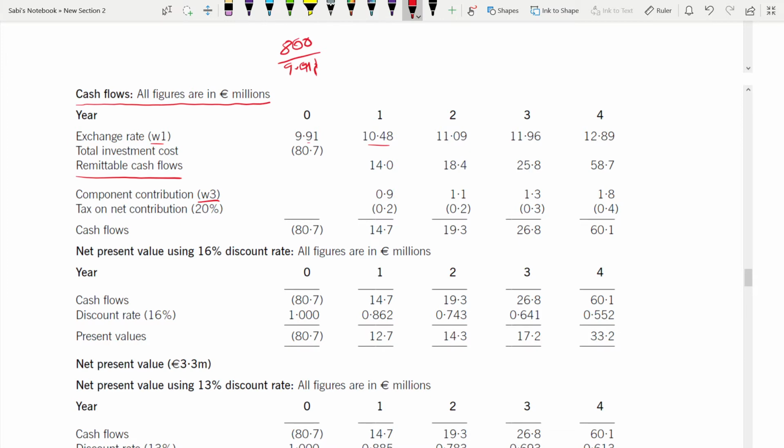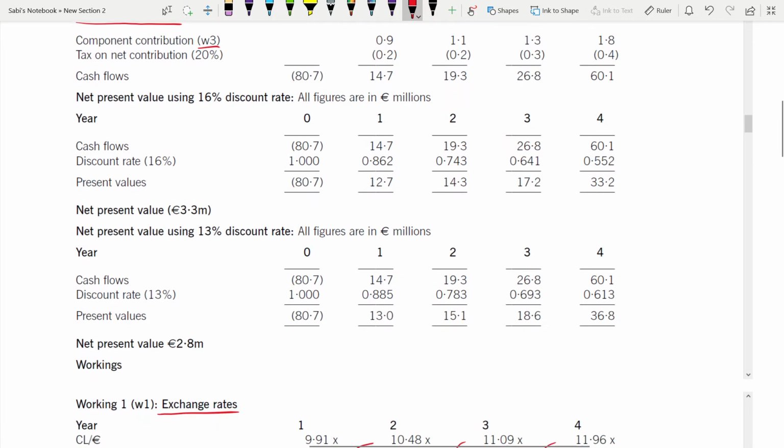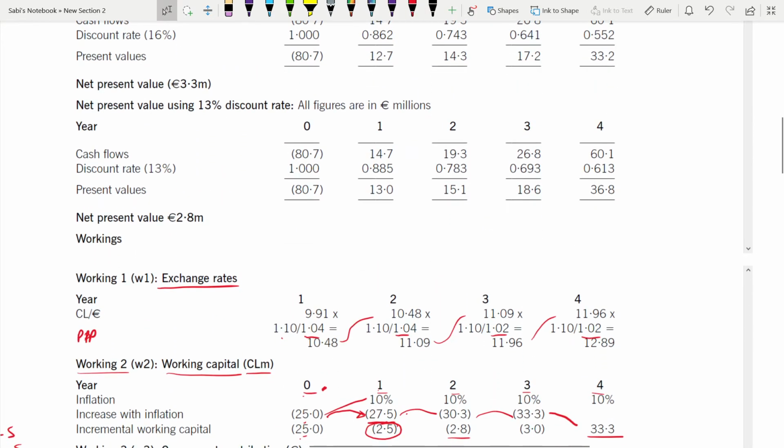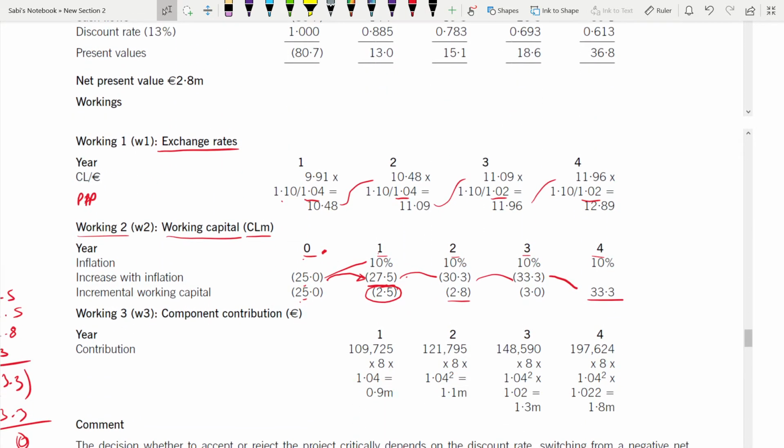Okay, and when you have working, keep space of 1 or 2 pages depending on your estimate, your judgment. And then we are going to working 3, component in euro. Component contribution. Now do you understand why they have given that sales volume to you? For finding this component contribution only. It is not for finding that CL thing. For CL they have already given the contribution. They want it for euro.